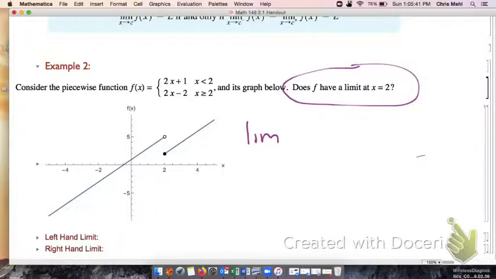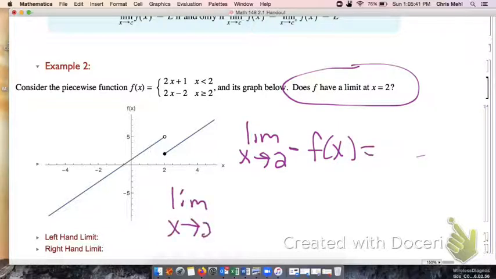Well, the only way that you can have a limit is if the left-hand limit of the function and the right-hand limit of the function are equal to the same value. Now, look at the graph. As I approach 2 from the left, follow the graph. What are the y-coordinates approaching as my x-coordinate approaches 2 from the left? You'll notice that the graph would be approaching that open circle, which has a y-coordinate of positive 5. So the left-hand limit is 5.